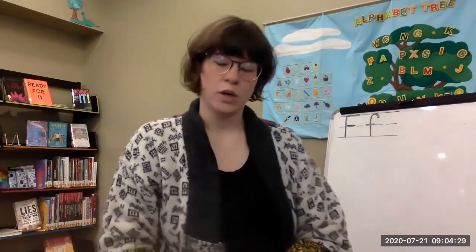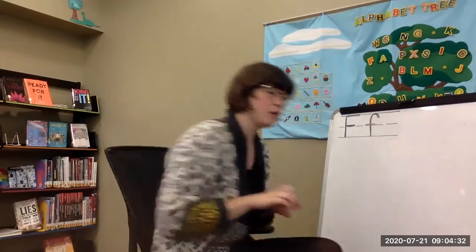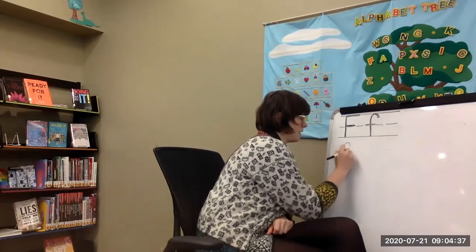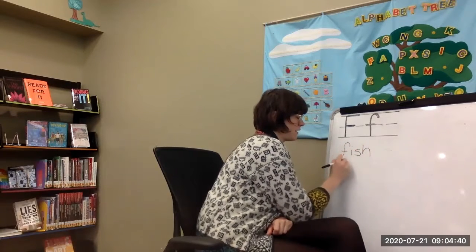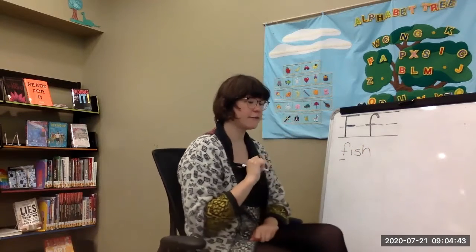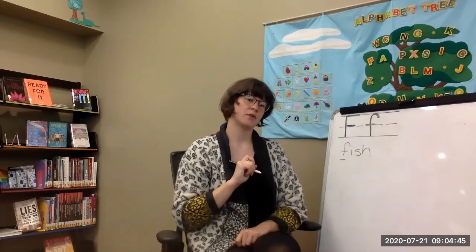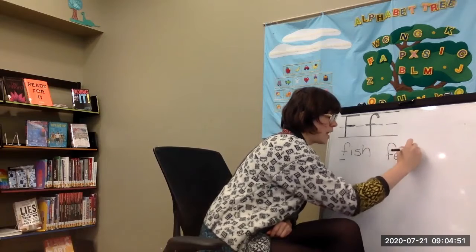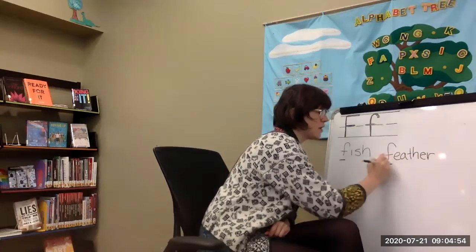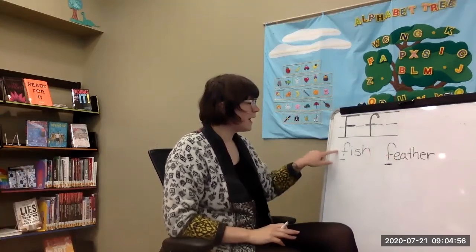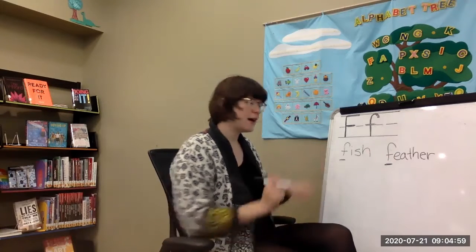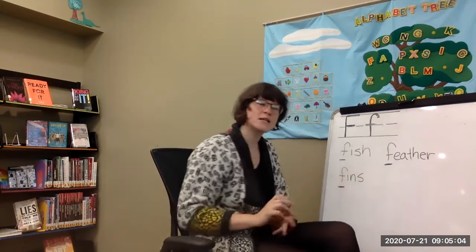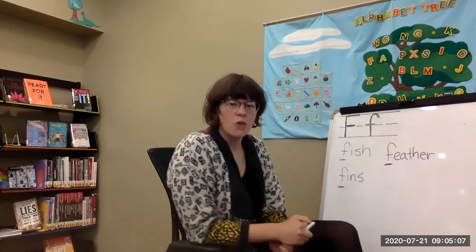So let's think of some words that start with F. We already said a few in our items, right? We definitely have a fish. Fish starts with the letter F. And what else did we have? We had a feather. And you know, I'm thinking about feathers because feathers are things that we find on birds. But what do we find on fish? Do we find fins? Fins on fish? Fins starts with the letter F.